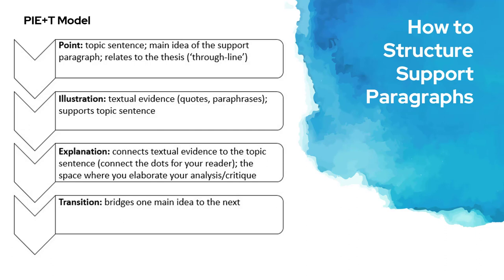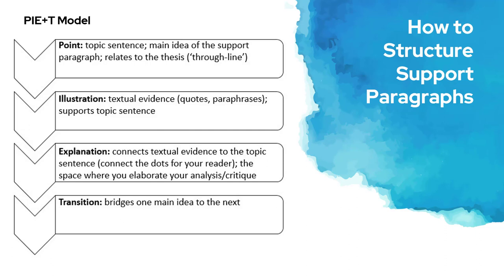In order to support those topic sentences, you'll want to include our I, which stands for illustration. Within the context of support paragraphs, illustration refers to some kind of textual evidence. These can be quotes or paraphrases, whichever one you think is most effective for demonstrating the idea that you're trying to prove to your reader. And of course, pieces of textual evidence, be they quotes or paraphrases, should always be accompanied by correct in-text citations.